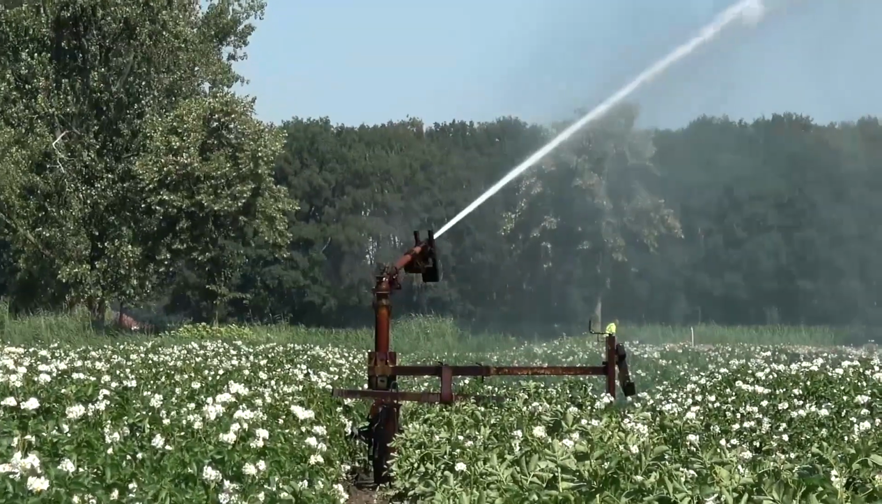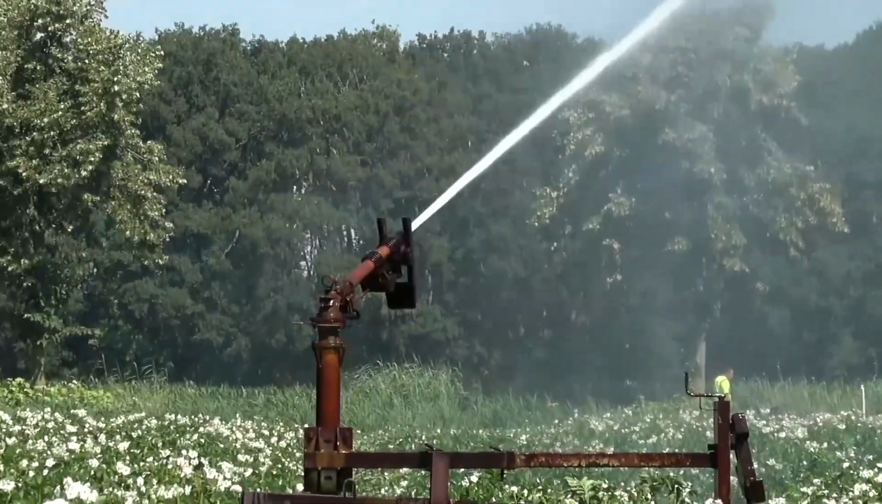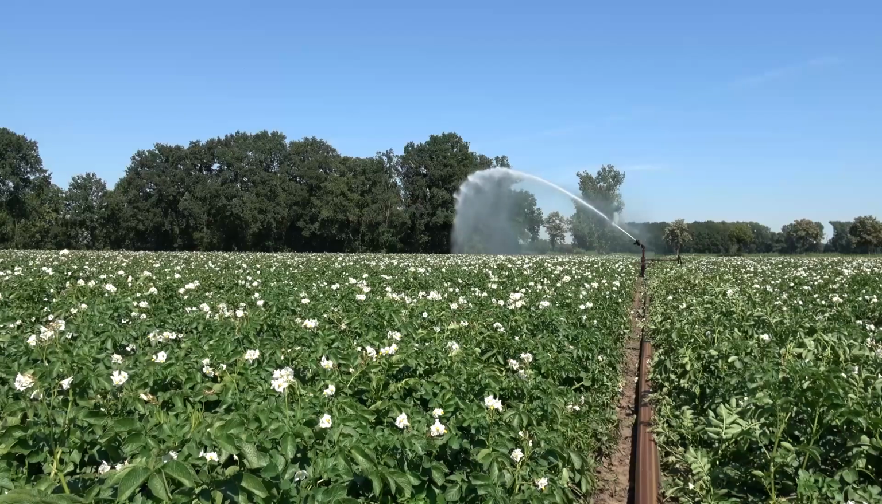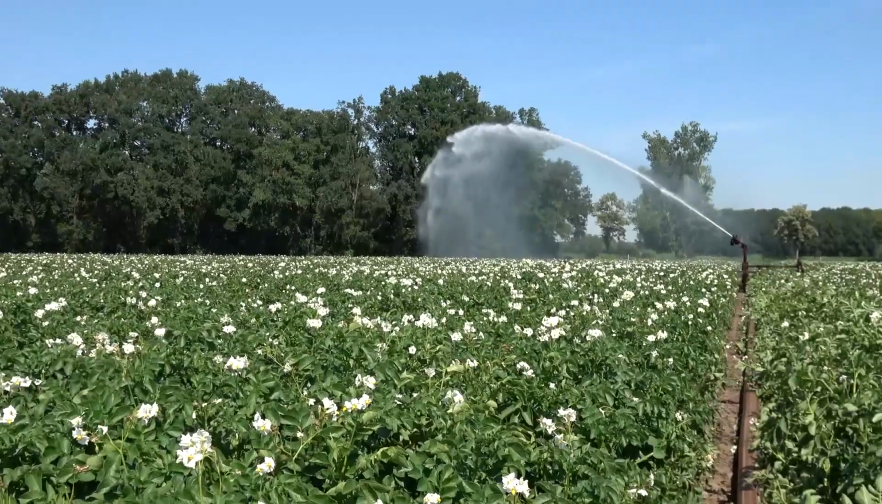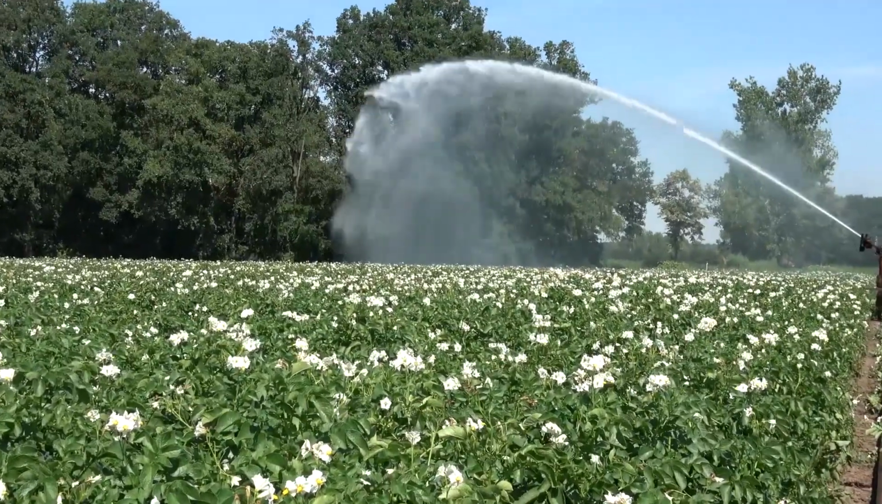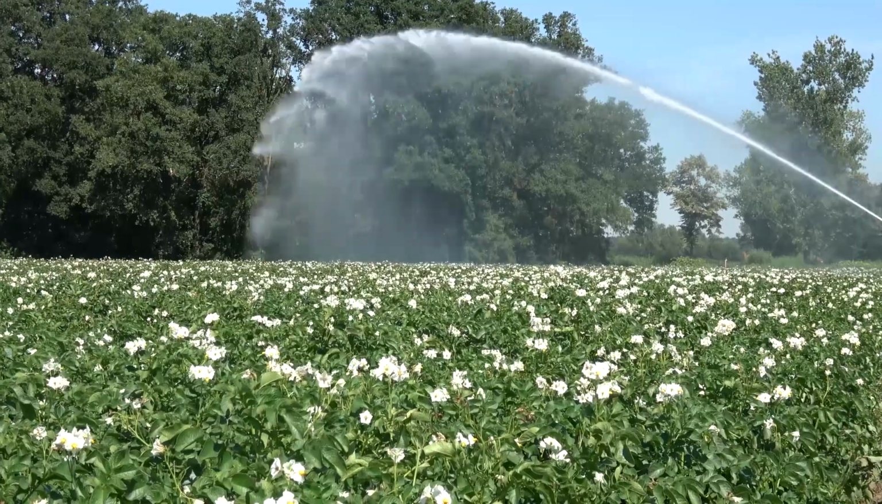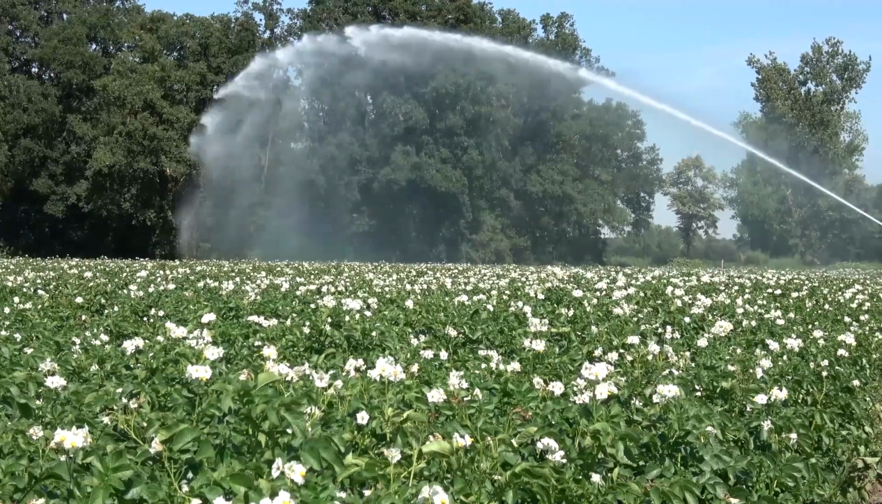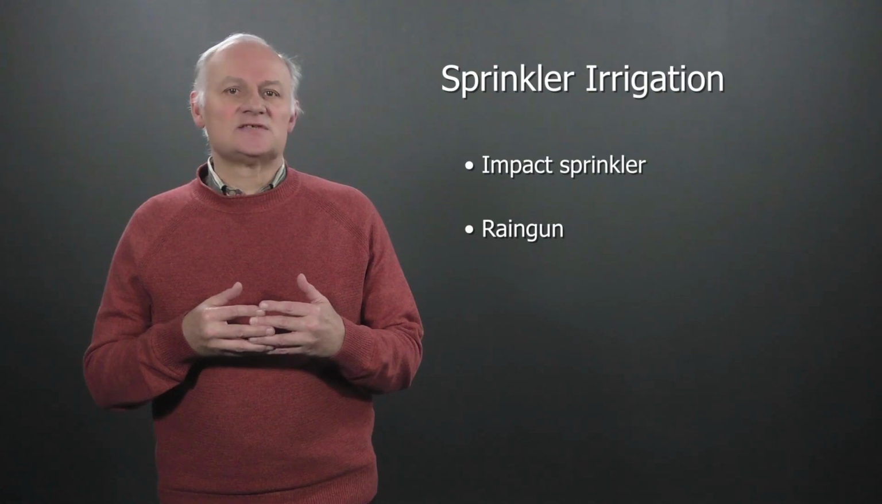In the nozzle of a sprinkler, the water leaves under pressure. When the water exits the nozzle, it breaks up into drops in the air. The drops are then thrown into the air and follow a trajectory, falling within a distance from the sprinkler.